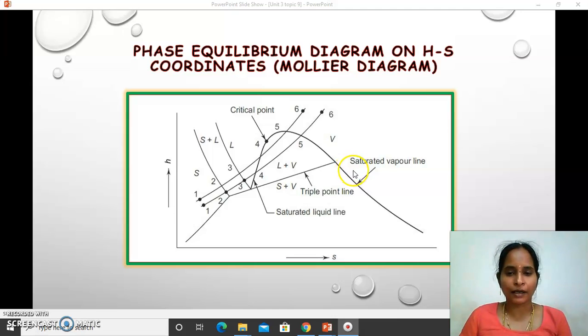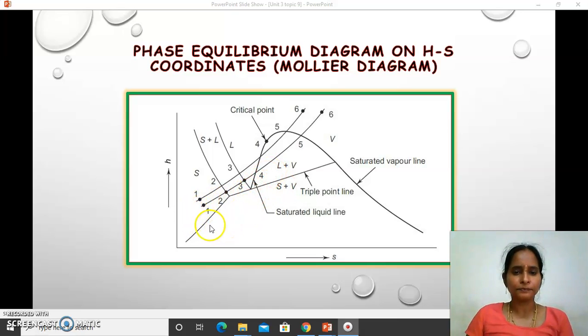Then let me review the various phases before moving to the next important concept of dryness fraction. Here again, this is the Mollier diagram, or HS diagram. Here, phase equilibrium means the various phases shown in it. Here the PV plot would be like this, straight, and the TS diagram would be exactly straight, but the HS diagram would be somewhat inclined with respect to the left-hand side.